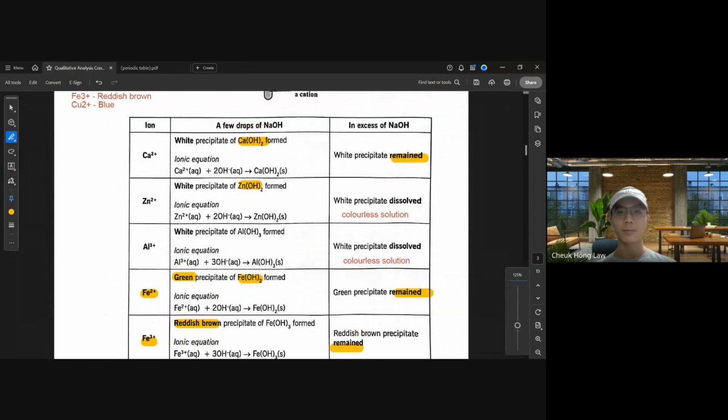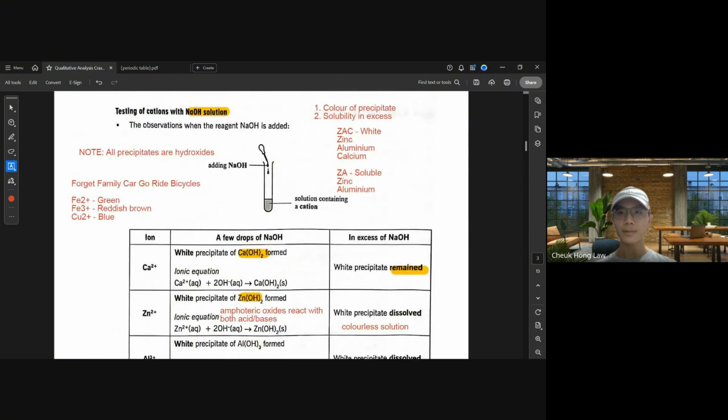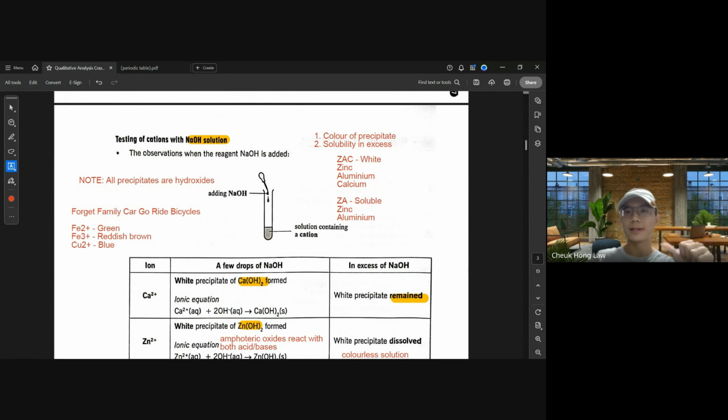And the reason why zinc and aluminium hydroxide are soluble in excess, if you remember, is because they are amphoteric oxides. So they can react with both acids or bases. Sodium hydroxide is a base or alkali, so it can react with it, so it will dissolve inside it. So three things to remember. Z will be white in color, and then forget family car, go ride bicycles. That will be your other three colors. And finally, for solubility, only ZA will be soluble, zinc and aluminium hydroxide.